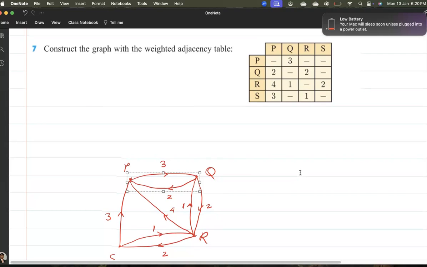Here. So P to Q, the weight is 3. There's no connection from P to R. There's no path from P to R, and that's how we draw it.